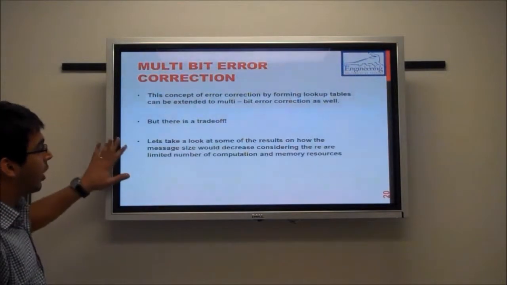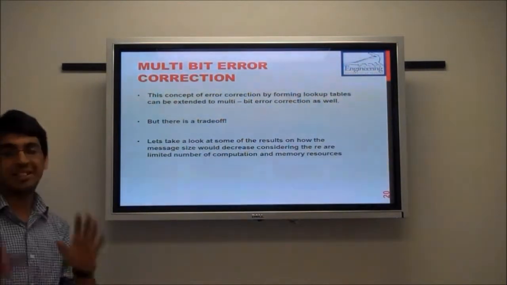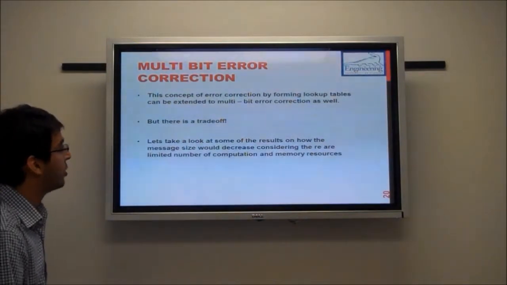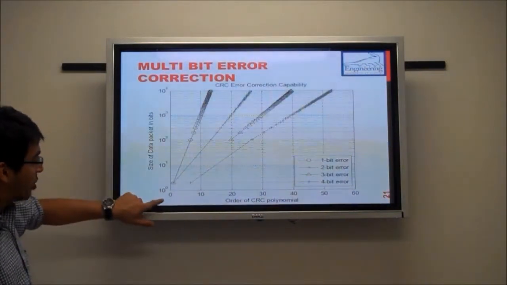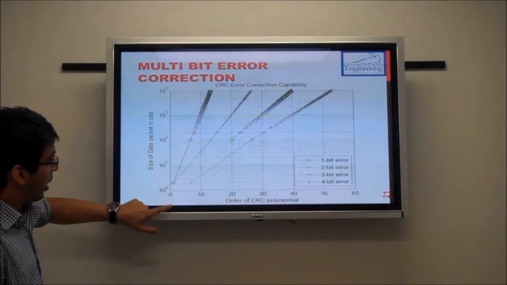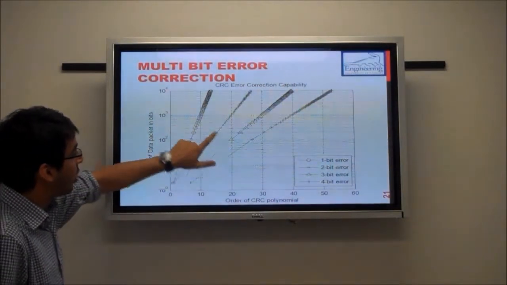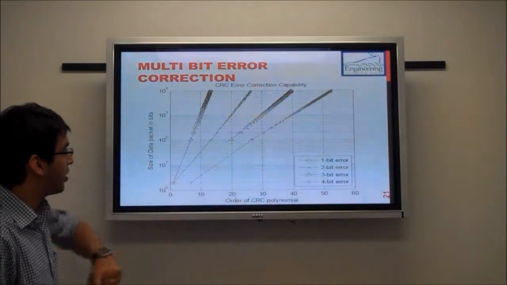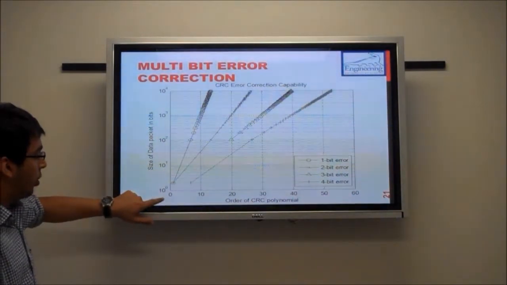So also let's take a quick look at some of the results on how message size would decrease, considering that there are some limited number of resources. So now this graph shows that, we have 4 lines here. Now this is for 1-bit error correction, 2-bit, 3-bit and 4-bit error correction.